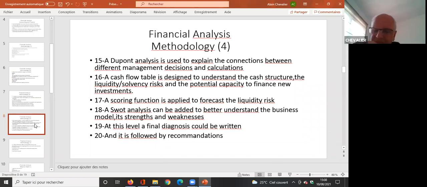Remember that all what we say is a kind of technical approach. And at the end, what is important? Only two things are important. The first one is cash. Do you have enough cash to survive? Do you have enough cash to finance your new project? And the other one is what? Market value. What is your market value?